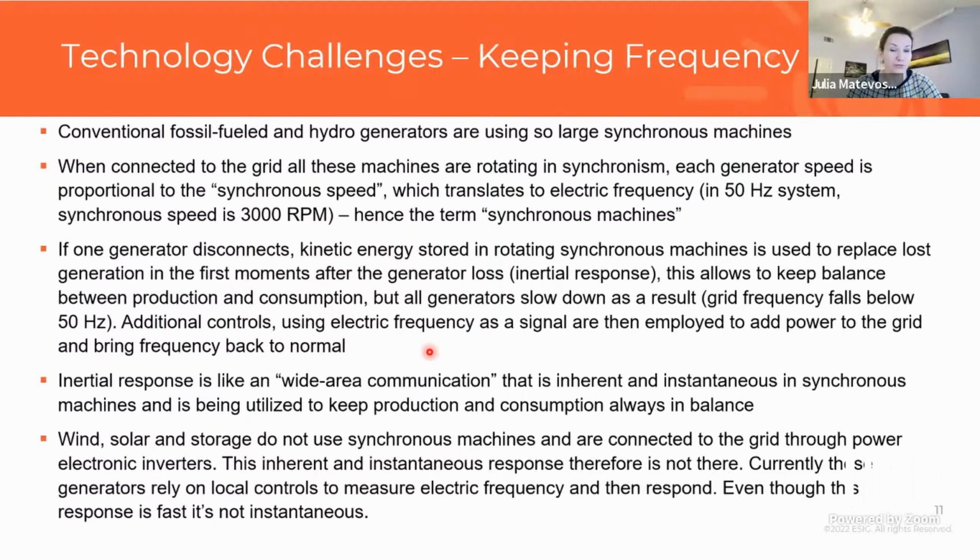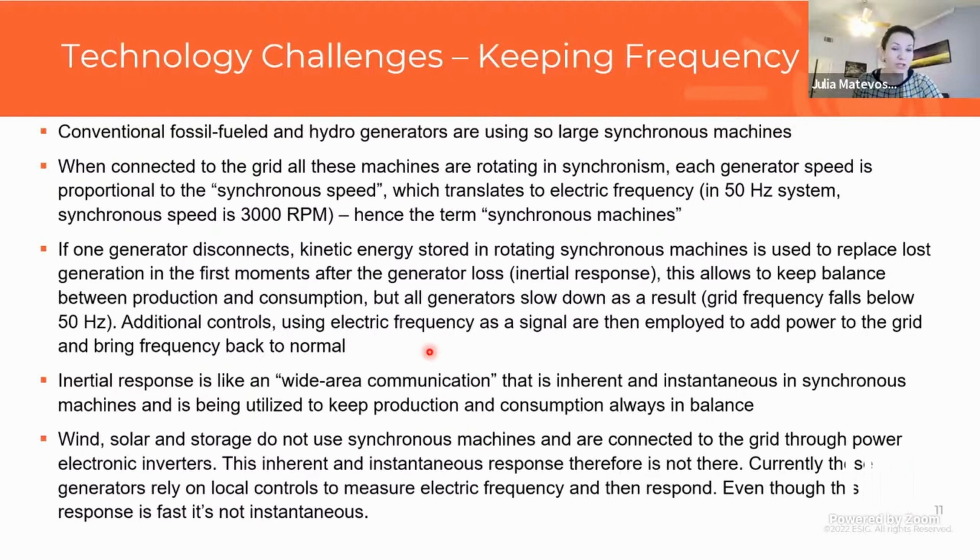But wind, solar, and storage resources don't use synchronous machines. They are connected to the grid through power electronic inverters that convert power being produced at the source to a signal that is synchronized with the grid, with grid frequency and the magnitude that is needed. So basically, this inherent and instantaneous response is lost. You can see this converter as a kind of wall that doesn't let wind, solar, and storage generation see what is happening on the grid without any external measurements. And so they don't react in the same way as synchronous generators do.